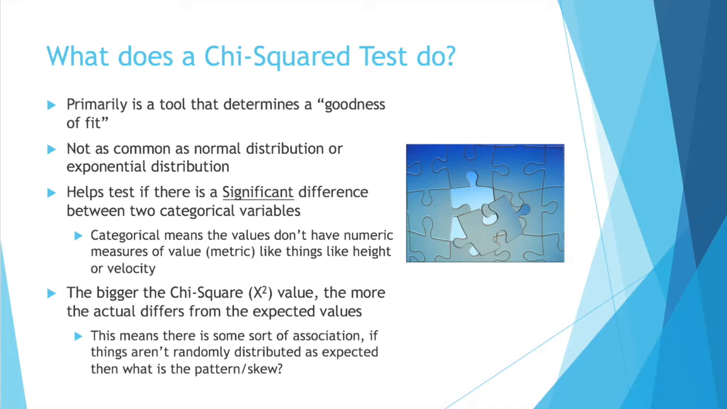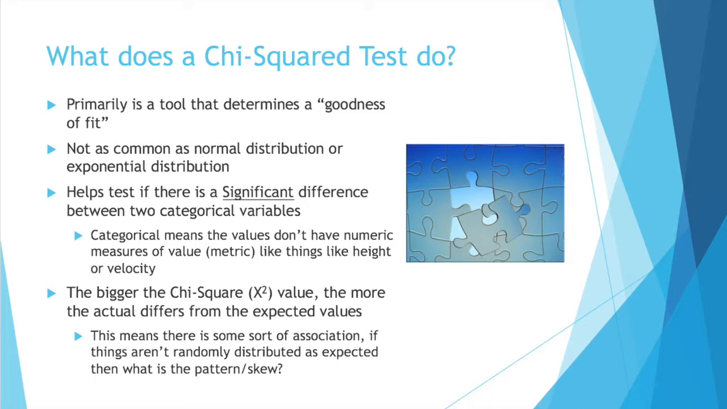That's what matters. And chi-squared tests deal with categorical variables. So categorical means the values don't have numeric measures of value. They're not metric values. Things like height or velocity, those have specific measures. You're 67 inches tall. You're traveling at 400 kilometers per hour. Categorical variables are just things like quantities. I have 27 blue marbles. There are 9 people in the room.